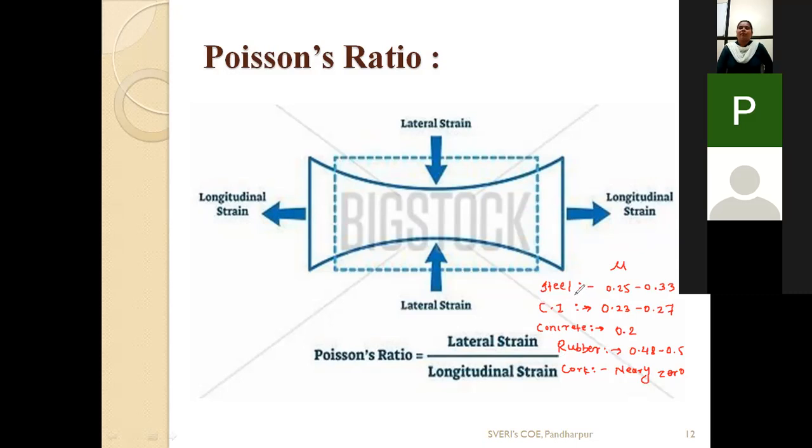From that, one important thing you have to remember is that the values of Poisson's ratio for engineering material vary from 0 to 0.5, and the maximum value is 0.5. The formula for Poisson's ratio is lateral strain to longitudinal strain.